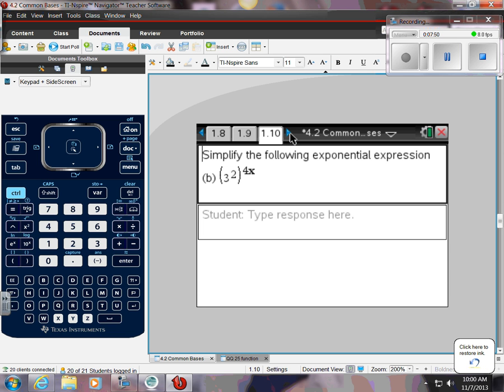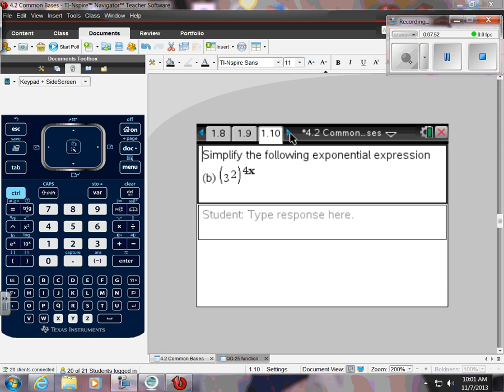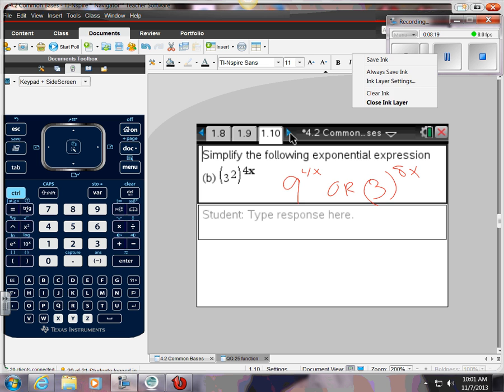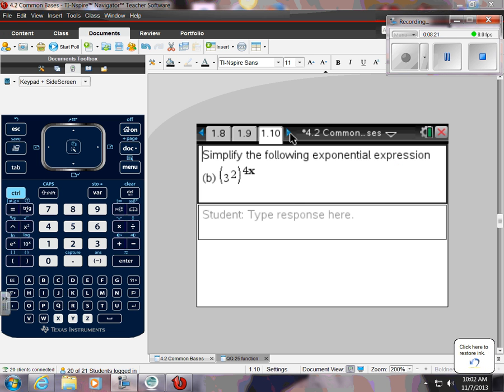Try part B. First way, what do we get when we square 3? So we have 9 raised to the 4x, or 3. We distributed 2x, or 2, so we have 2 times 4x is 8x. Question? No?